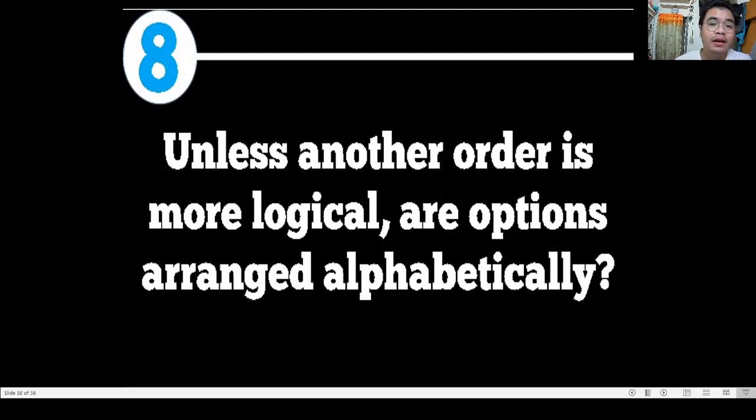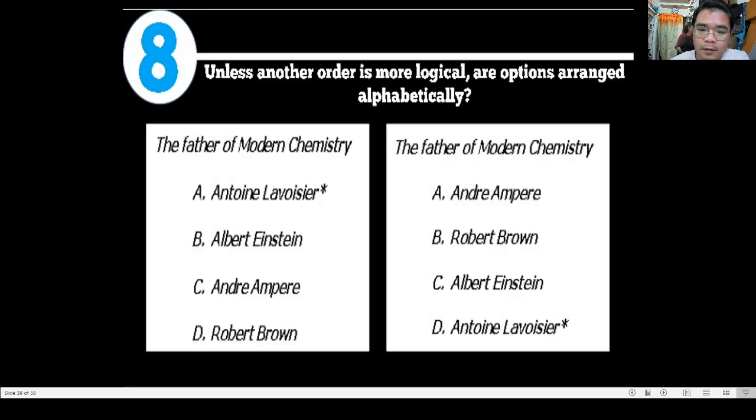Okay? 8. Unless another order is more logical, arrange the options alphabetically. The teachers miss this, okay? It is recommended if we are using words as our options in our multiple choice item, dapat i-arrange natin yung options natin from letter A to Z or Z to A. So alphabetically, okay? Alphabetically. So, pwedeng A to Z, or pwedeng Z to A, so long as they are arranged alphabetically. Okay? So, halimbawa, the father of modern chemistry is Antoine Lavoisier, Albert Einstein, Andre Ampere, Robert Brown.